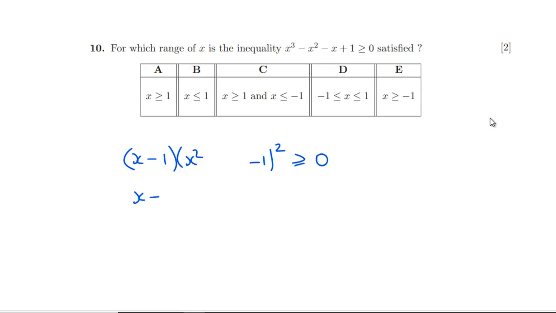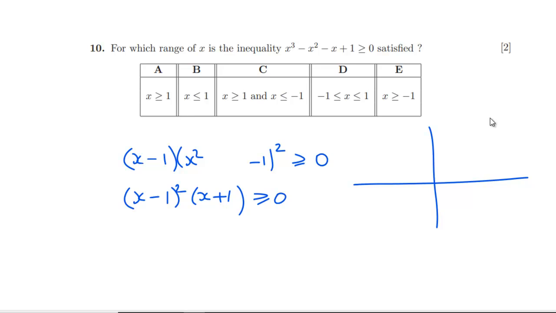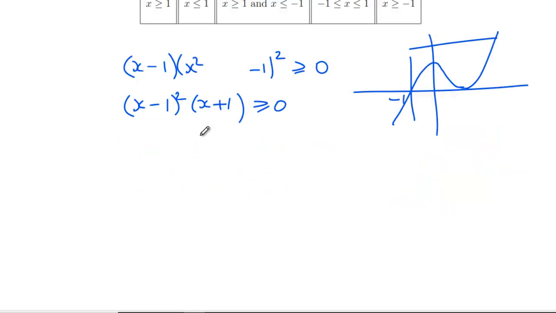So we've got x minus 1 times x minus 1 times x plus 1 greater than or equal to 0. So we've got a positive cubic with a double root at 1 and another root at minus 1. So we just need greater than or equal to 0. So it's anything greater than or equal to minus 1. So that is E.